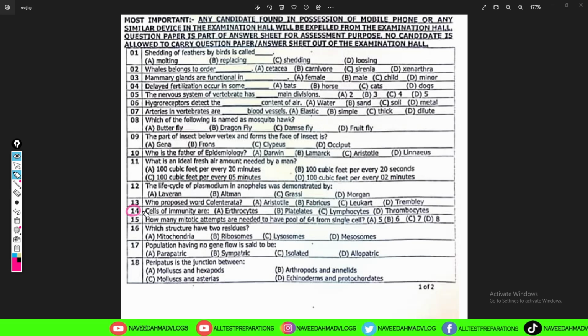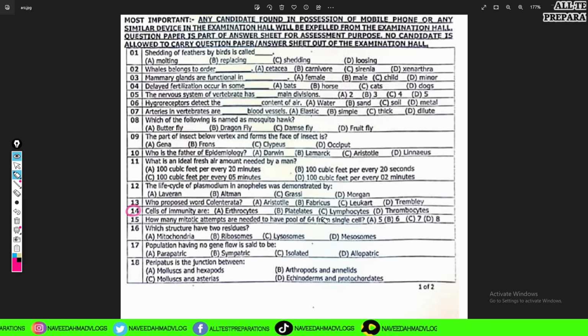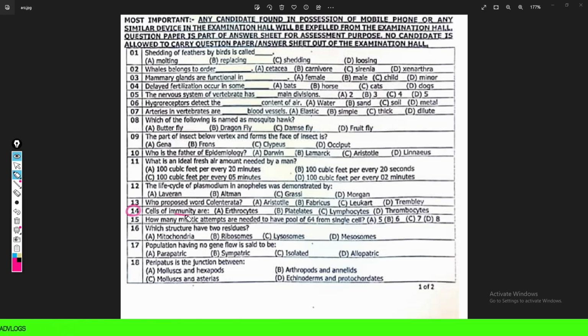Question number 14 is cells of immunity are option A erythrocytes, option B platelets, option C lymphocytes, and option D thrombocytes. So the cells of immunity which can play a role in protection and defense against the pathogens or certain microorganisms are lymphocytes. Option C is the correct option.